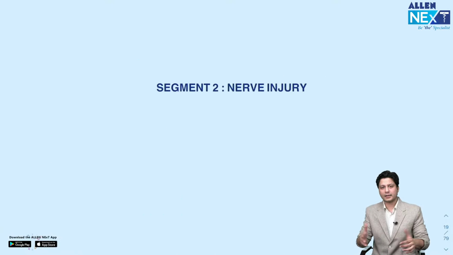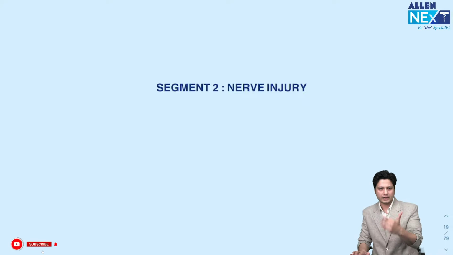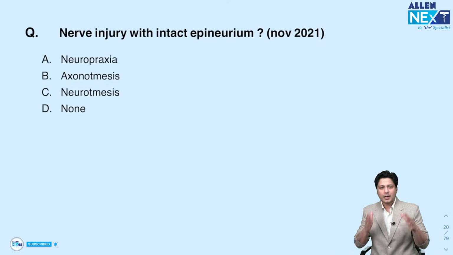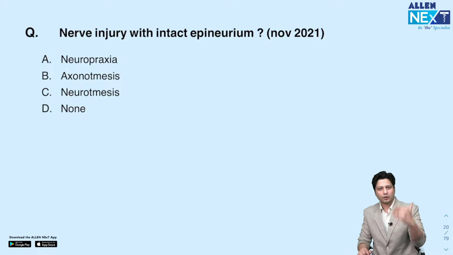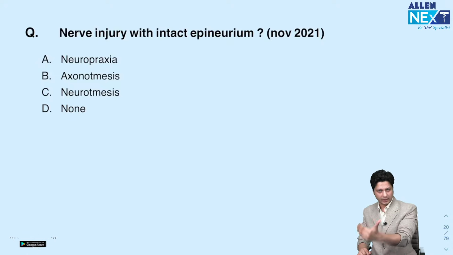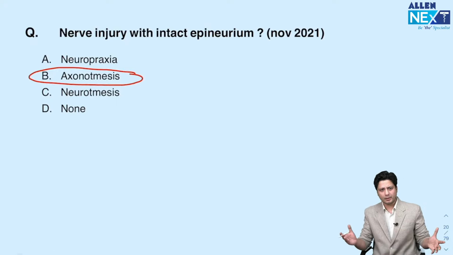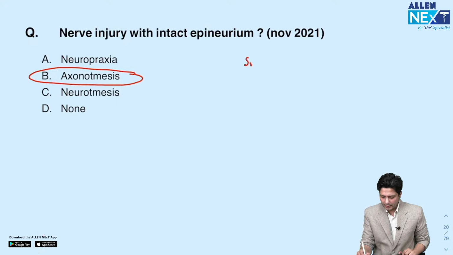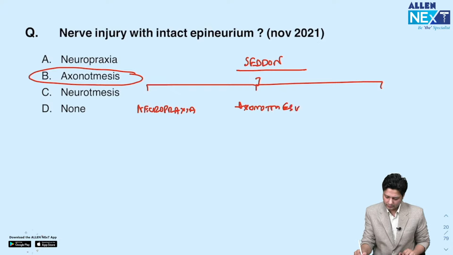Every time you go and sit in the examination hall, you will find these questions related to nerve injury, like nerve injury with intact epineurium. This is the first time they have asked a question which is related to the classification systems of the nerve injury, and the answer for this question was axonotmesis. Simple. Seddon has classified the nerve injuries into 3 simple criteria: the neuropraxia, the axonotmesis and neurotmesis.